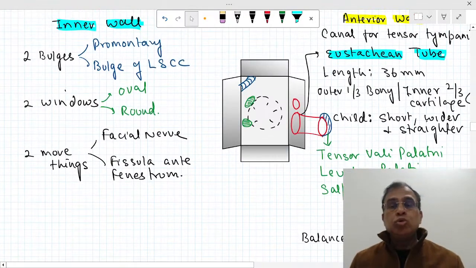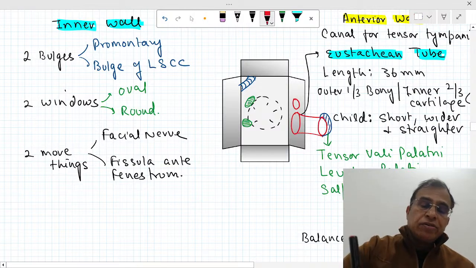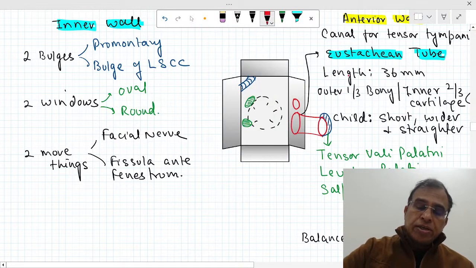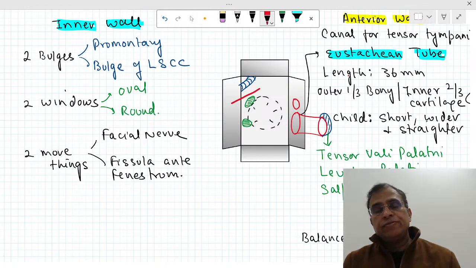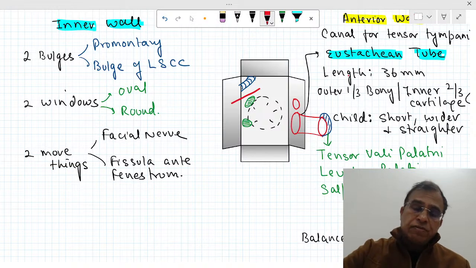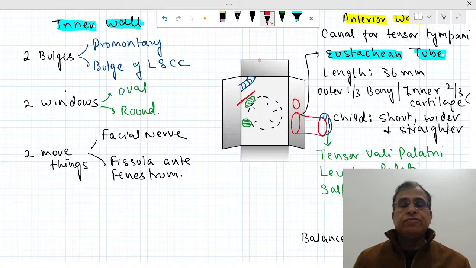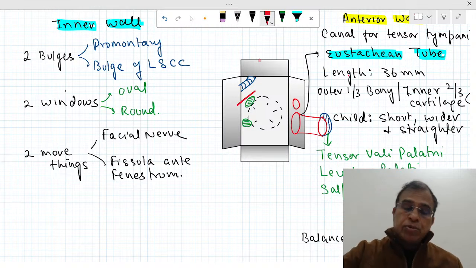So these are the two of the posterior wall: two bulbs, two windows, two more things. Now the facial nerve. If I have to draw the facial nerve on the inner wall, it runs above the oval window like this. This is how we draw the facial nerve. This facial nerve, which is here running in the horizontal direction, this part is called the horizontal part of the facial nerve. And see, it travels and comes onto the posterior wall.